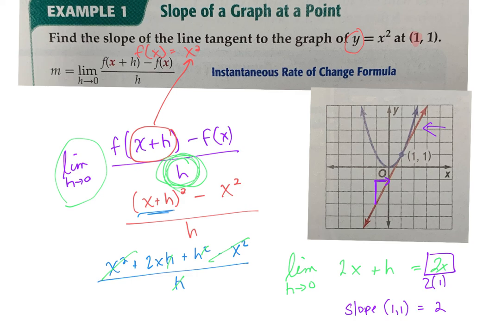If I want to say what's the slope at 0, the slope at 0 would be 0, 2 times 0. What's the slope at negative 2? The slope at negative 2 would be negative 4. I would use just the x value, plug in the x value.